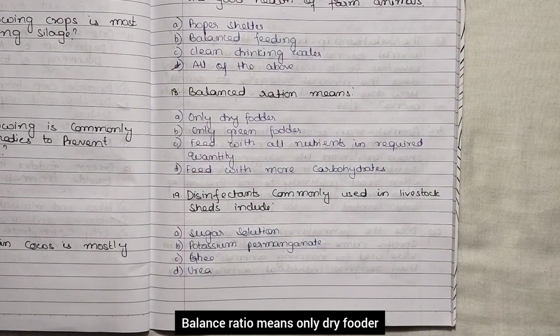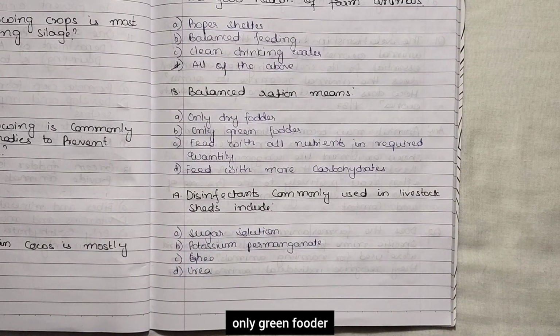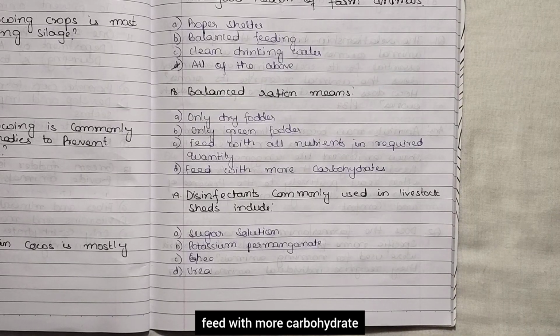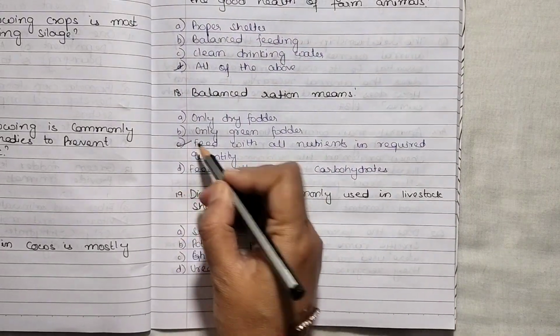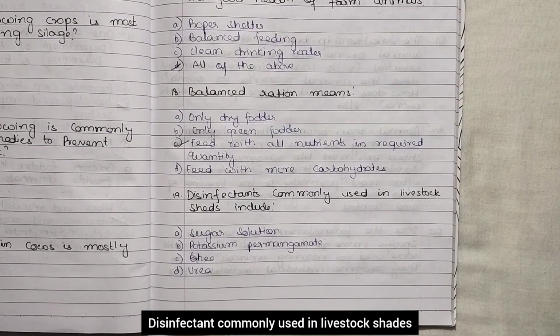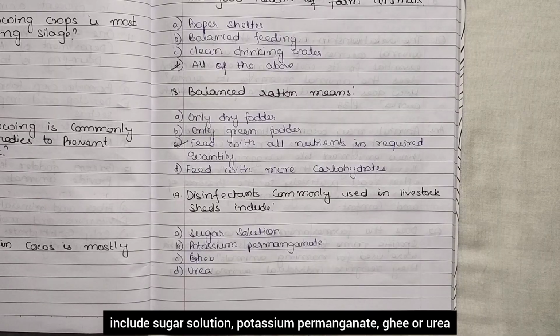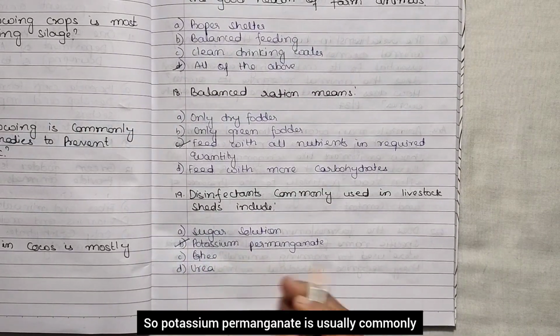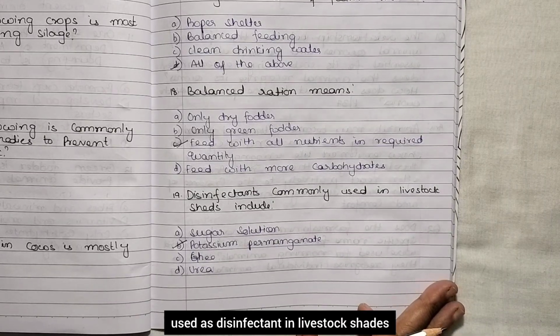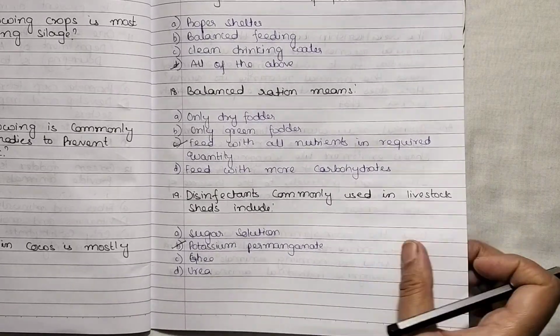Balanced ration means only dry fodder, only green fodder, feed with all nutrients in required quantity, feed with more carbohydrate. Feed with all nutrients in required quantity. Disinfectants commonly used in livestock sheds include sugar solution, potassium permanganate, ghee or urea. So potassium permanganate is commonly used as a disinfectant in livestock sheds.